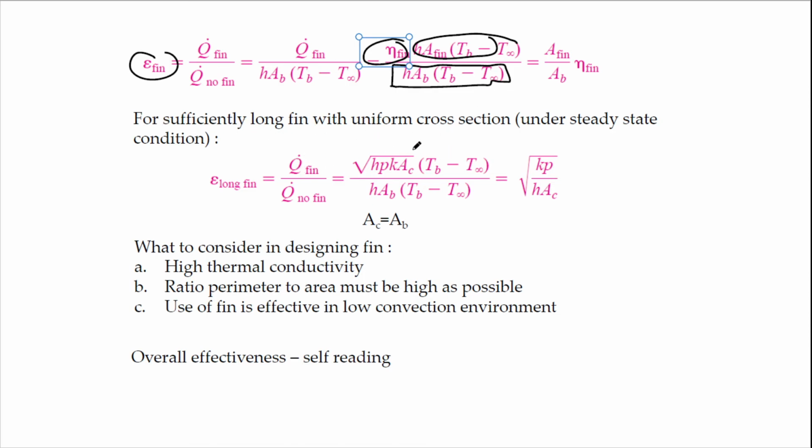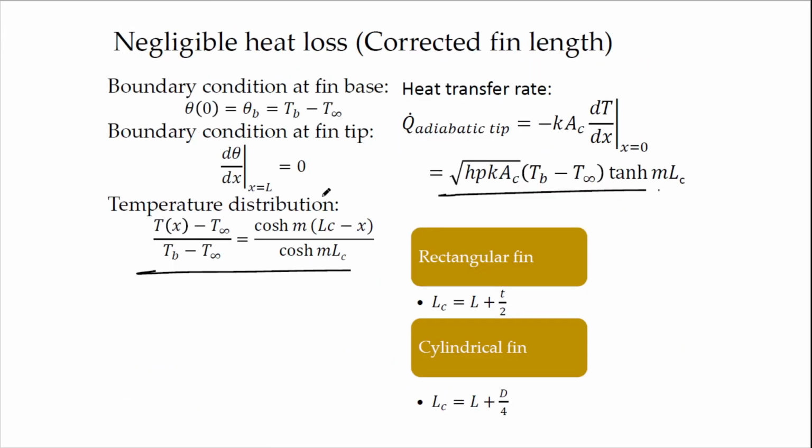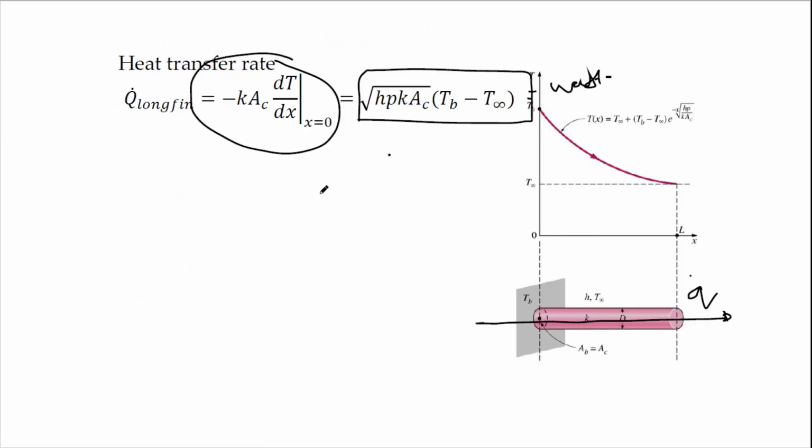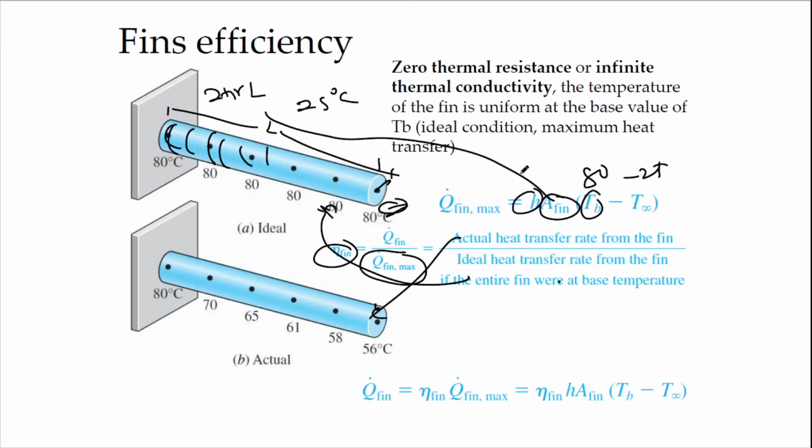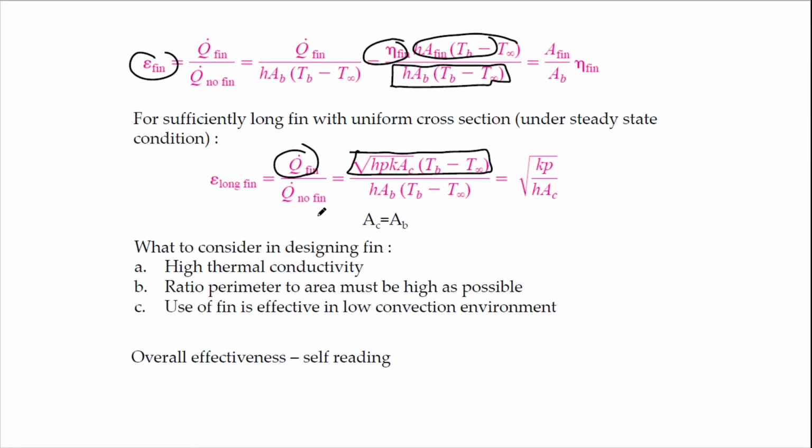For the case of a very long fin with uniform cross section, you need to find the heat transfer rate. This is the heat transfer rate for the case of an infinitely long fin. You take that equation and put it there, and then consider the heat transfer rate with no fin. This is the general equation, so you end up with this one. From here you can calculate the effectiveness of the fin.